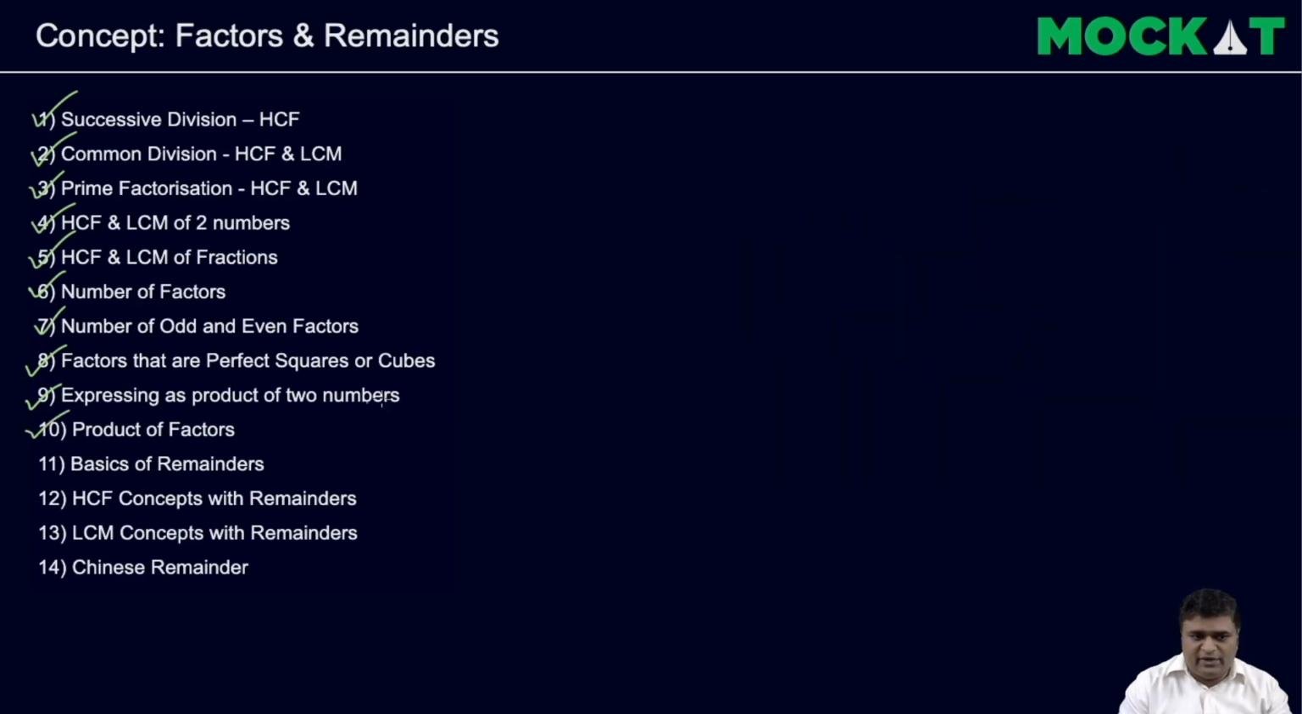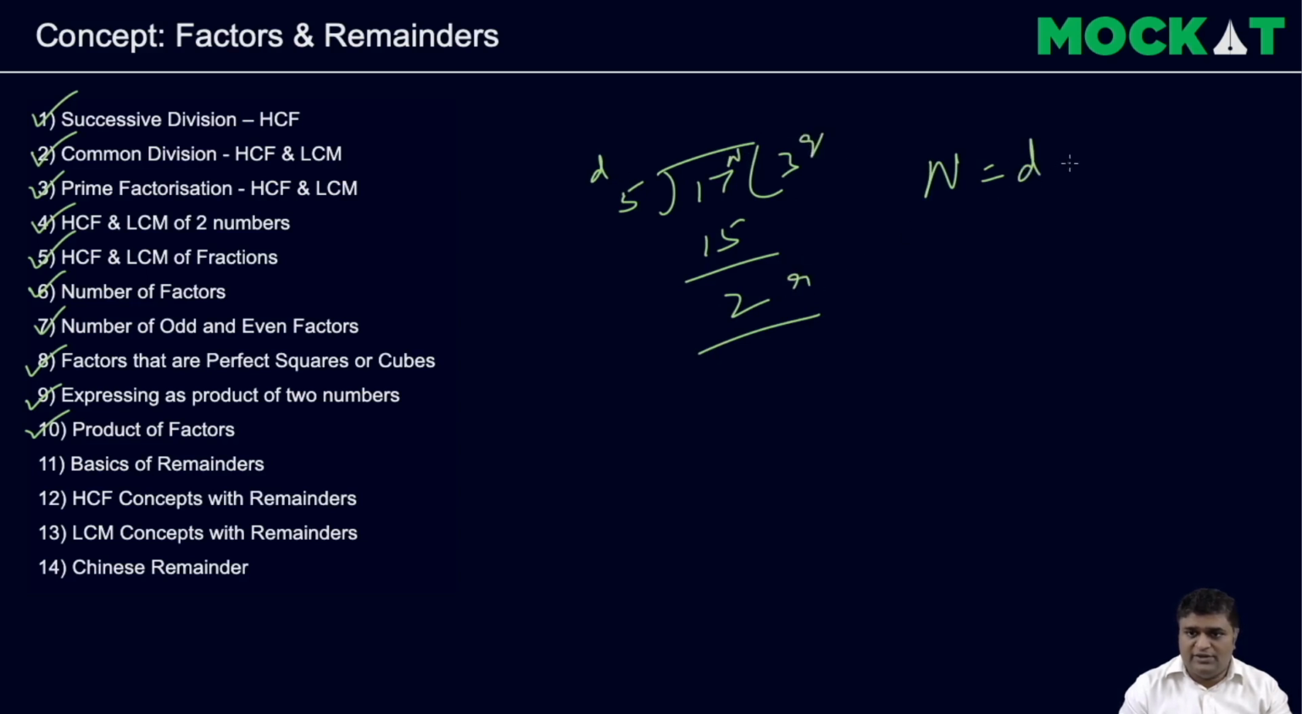Now onto the basics of remainders. A remainder is something which is left over after a division. So if you divide a number, let's say 17 by 5, 3 times 5 is going to give us 15, and the remainder over here is 2. The number can be recreated this way. So this is the number, this is the divisor, and this is the quotient, and the remainder. It's d into q, divisor into quotient, plus the remainder.